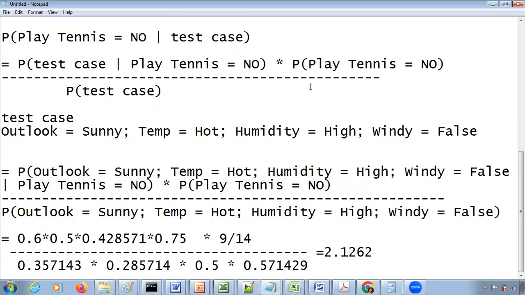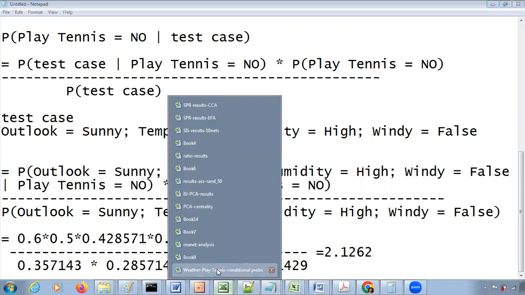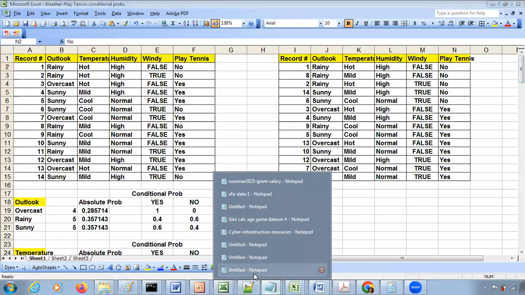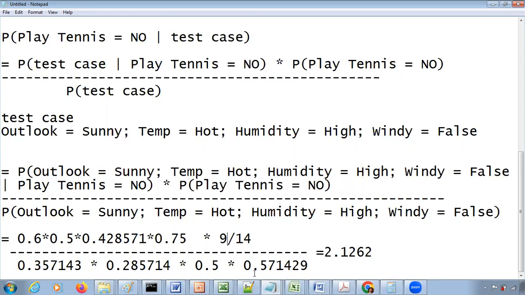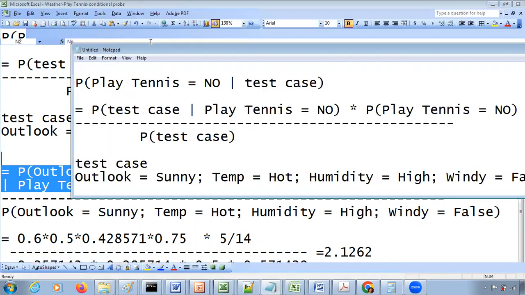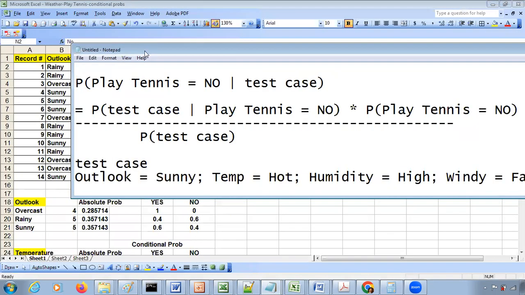So the absolute probability for play tennis equals no will be 5 over 14 because we saw 5 of the 14 records have no as the class. So that will be 5 over 14. Now, for these, we can go back to those conditional probability tables and pick up the numbers.